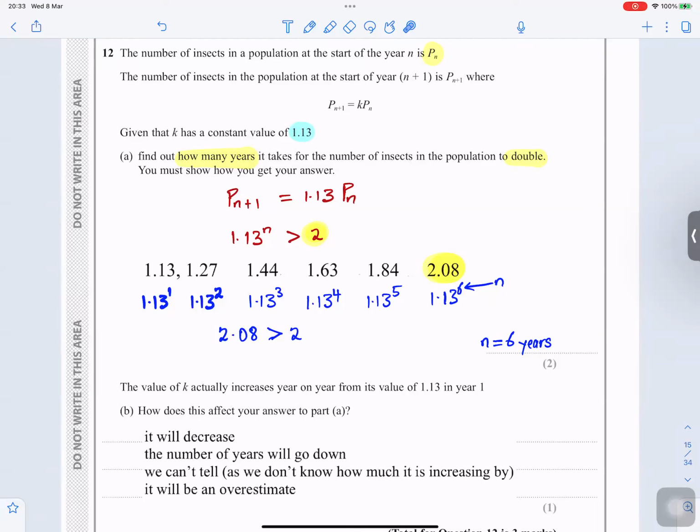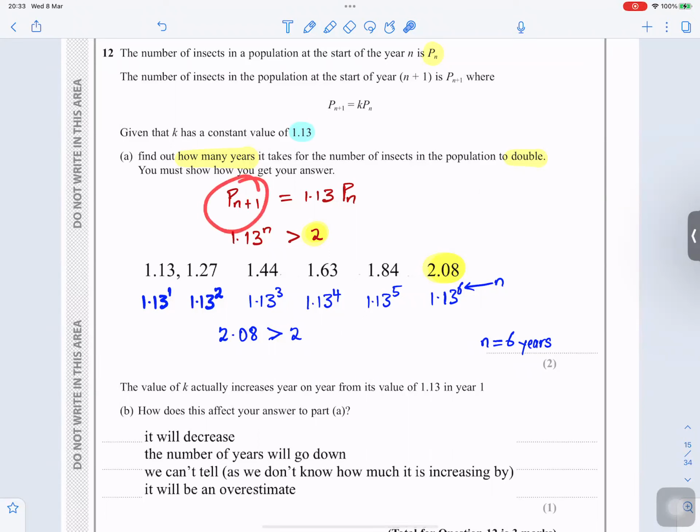Question number 12. The number of insects in a population at the start of the year is P sub n. The number of insects in the population at the start of year n plus 1 is P subscript n plus 1. So P subscript n plus 1 is equal to K times Pn. Given that K has a constant value of 1.13, find out how many years it takes for the number of insects in the population to double. You must show how you get your answer.